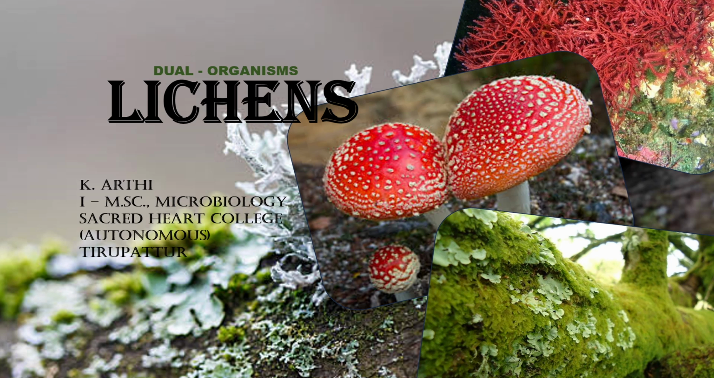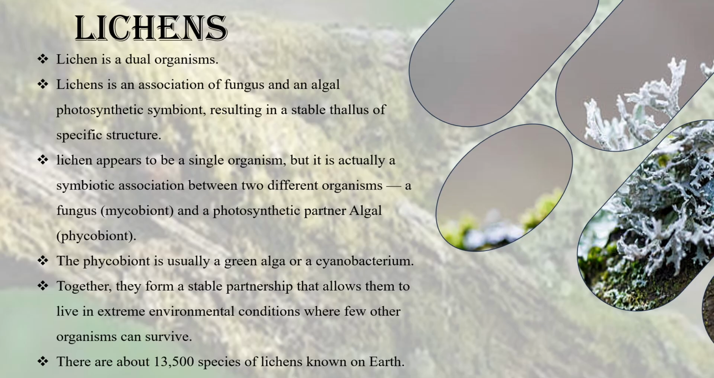Today we are going to learn about lichens. Lichens are dual organisms. It is actually two partners living as one, fungus and algae. Algae is the photosynthetic partner, resulting in a stable thallus of specific structure. Lichens appear to be a single organism, but they are actually a symbiotic association between two different organisms.